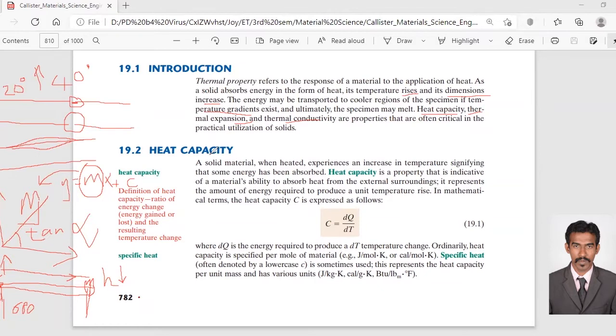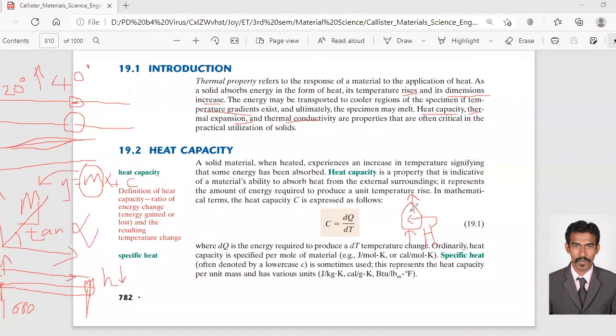Heat capacity, right? A solid material, when heated, experiences an increase in temperature, signifying that some energy has been absorbed. So there's a material, and you are providing heat. This heat is absorbed by the material, and due to that, the temperature of the material rises.